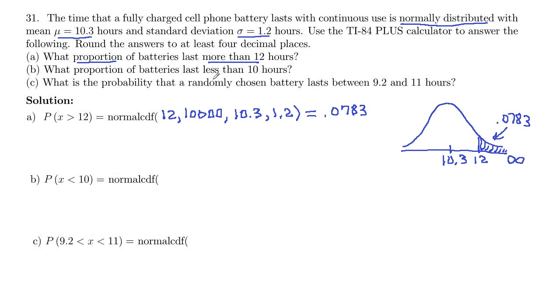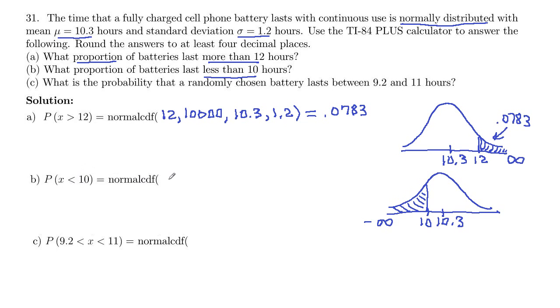What proportion of batteries last less than 10 hours? So less than 10 hours, let's sketch that distribution. We've got 10.3 here in the middle, that's our mean, and 10 a little bit less than that, and then we want less than 10 hours. So that's going to be this area here. We want the proportion of the area under the curve that's to the left of 10. So our lower cutoff is minus infinity, upper cutoff 10. We'd represent this as the probability that x is less than 10.